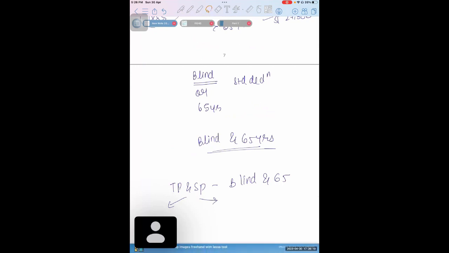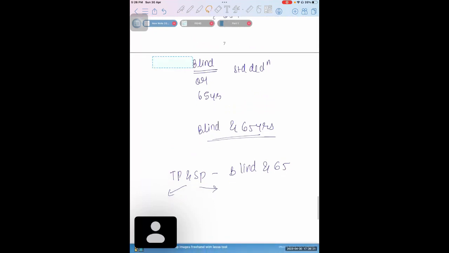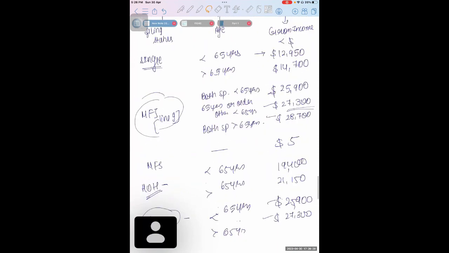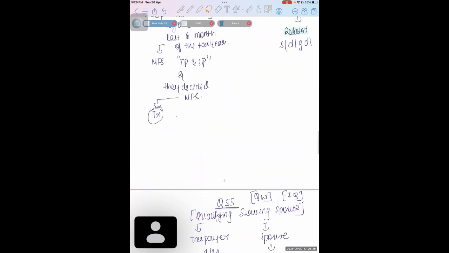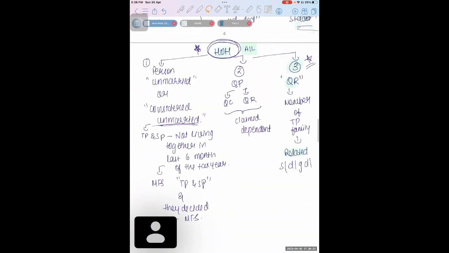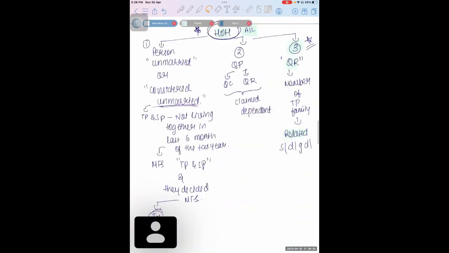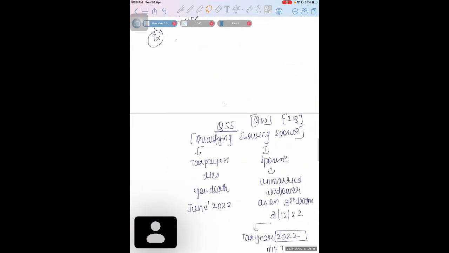I'll share one reading material for this in the group, and also these whole notes which we have done right now. Just go through the topic, and then in the next session we'll continue with this, and probably we'll start with the new chapter, that is incomes. Okay, guys.